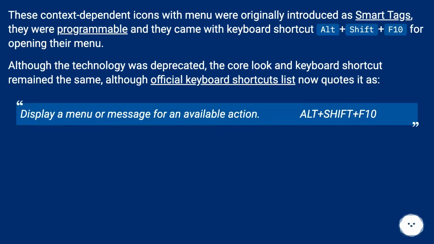These context-dependent icons with menu were originally introduced as smart tags. They were programmable and they came with a keyboard shortcut, Alt+Shift+F10, for opening their menu. Although the technology was deprecated, the core look and keyboard shortcut remained the same, although the official keyboard shortcuts list now quotes it as "display a menu or message for an available action." Alt+Shift+F10.